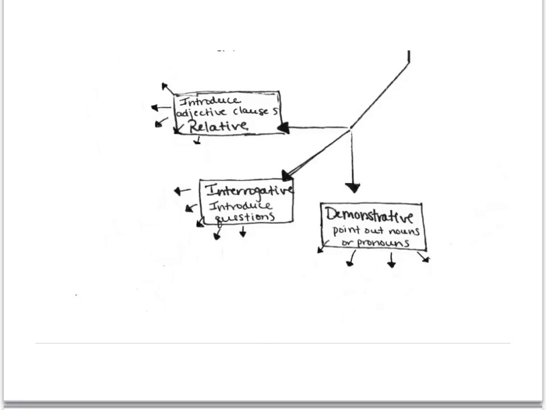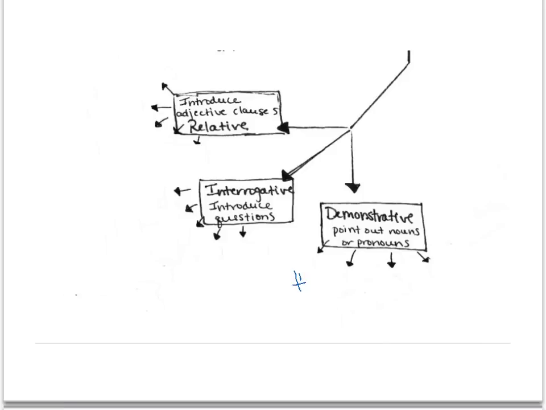Now we have the demonstrative, interrogative, and relative, which I have grouped together because many of the words themselves overlap. It's all about how the word is functioning in the sentence that tells us which type of pronoun it is. Beginning with demonstrative, they demonstrate, they point out nouns or pronouns.